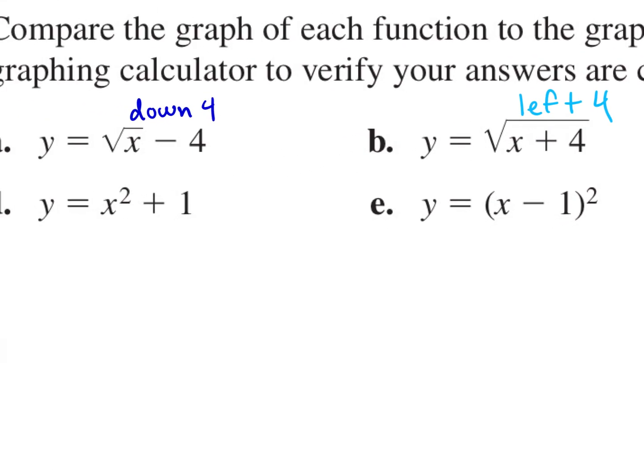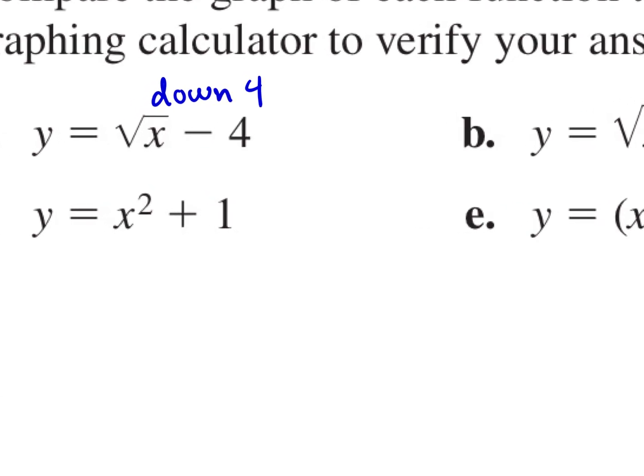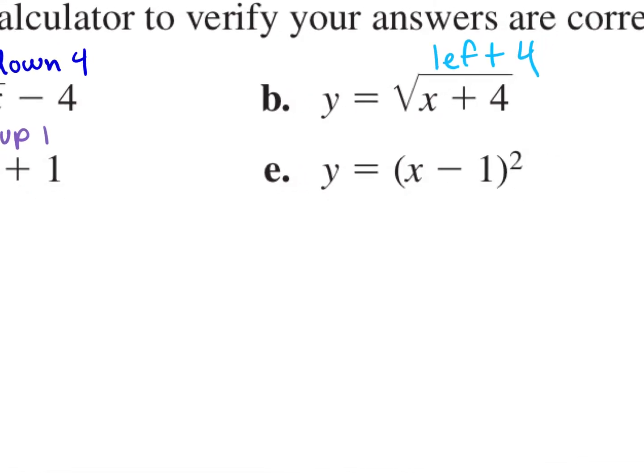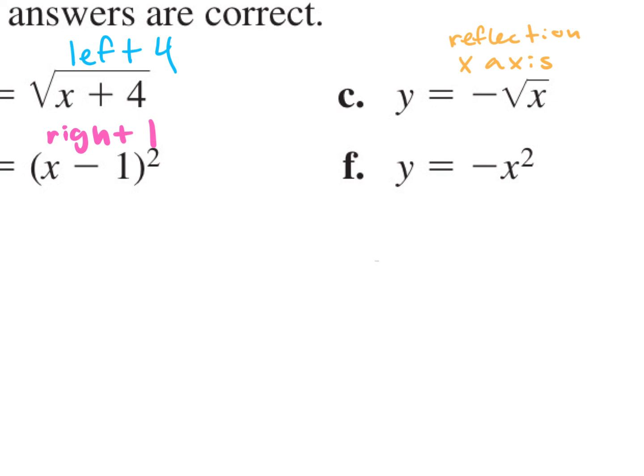All right, now looking at D. What happens when we add 1 on the outside? Up 1. What about when I subtract 1 on the inside? Right 1. And then for F, am I multiplying by a negative inside or outside? Outside. So is it a reflection on the x-axis or y? Reflection on the x.